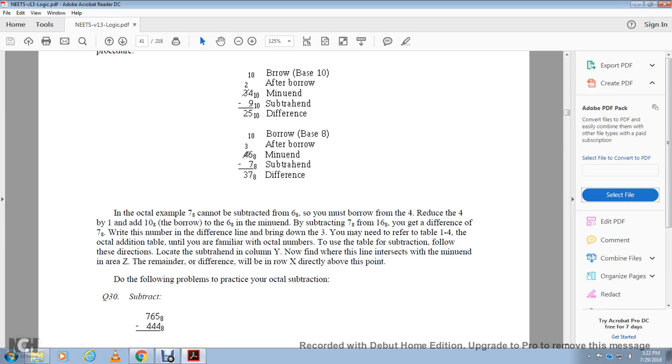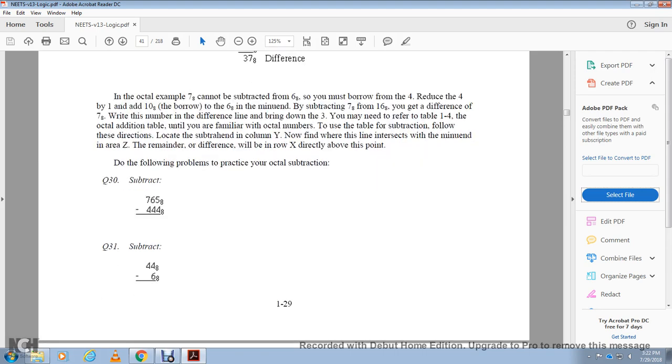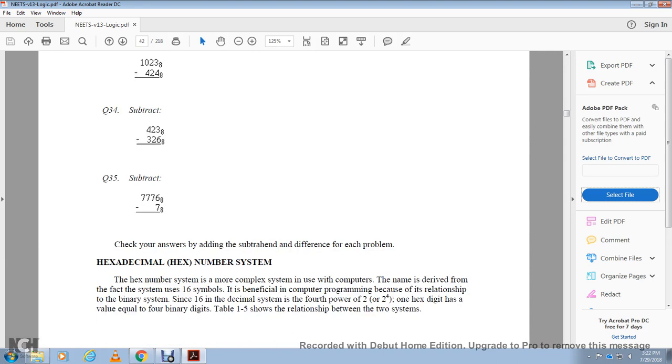Do the following practice problems: 765 base 8 minus 448, and so on. Check your answers by adding the subtrahend and the difference for each of the problems.